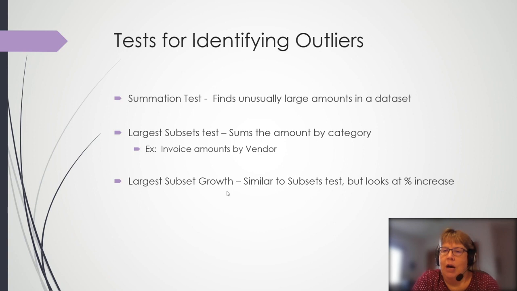The largest subset sums the amount by a certain category. Probably the most common that we are going to use is an invoice amount or a credit card charge or a check made out to a particular vendor. And then the largest subset growth is similar to the subsets, but is looking at change over time, from the prior period.